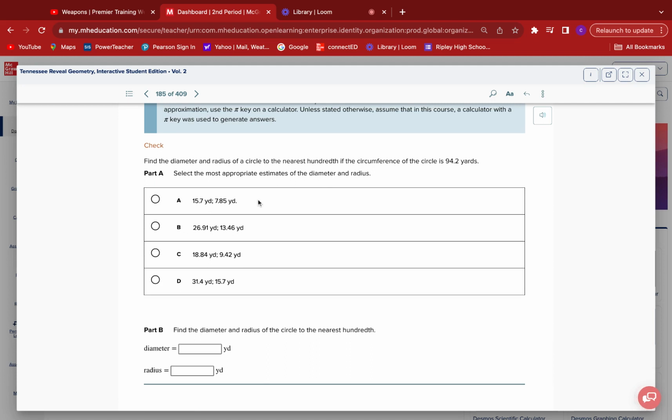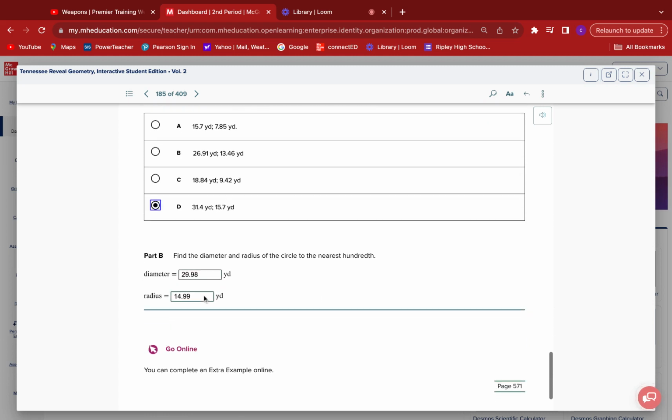Okay, so I guess this is just an estimate. All right, fine. I'm going to put my real answers here. 29.98, and my radius is about 14.99. So those are my real answers. Here they want estimates. So I guess the closest to 29.9. No. So it looks like it's closer to this one. And yeah, I'm going to say D. That's the closest to the 15.7. So I'm going to go with D. My real answers are 29.98 and 14.99.